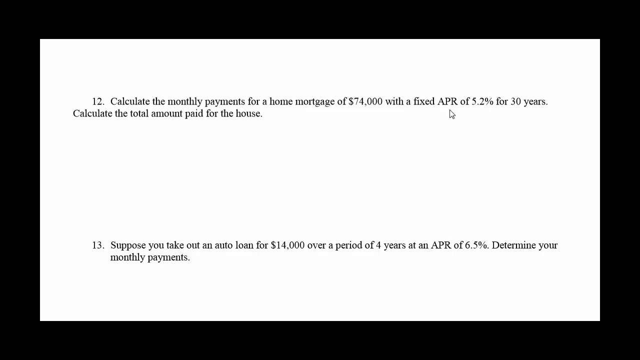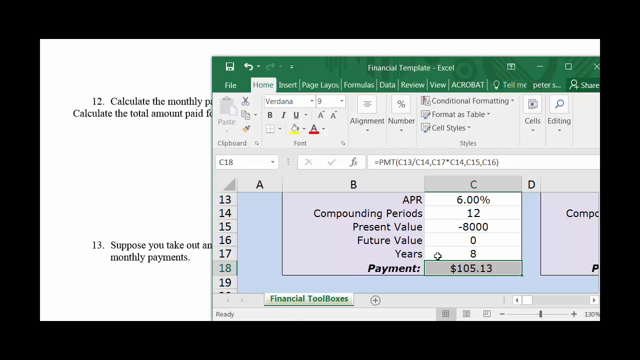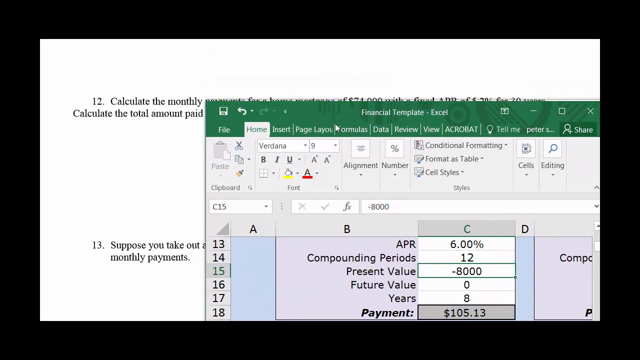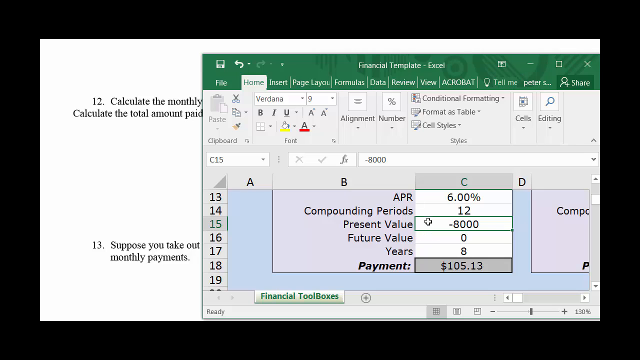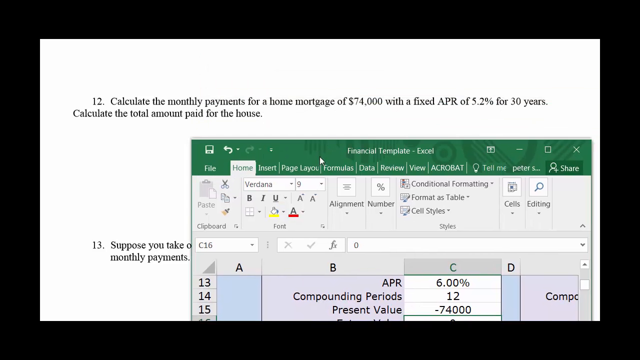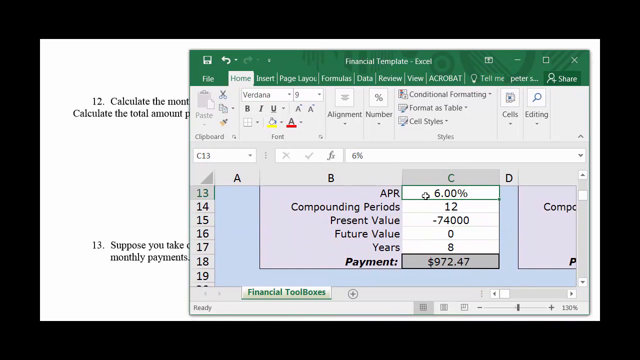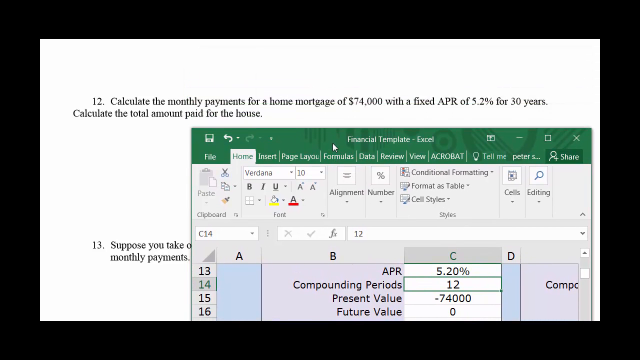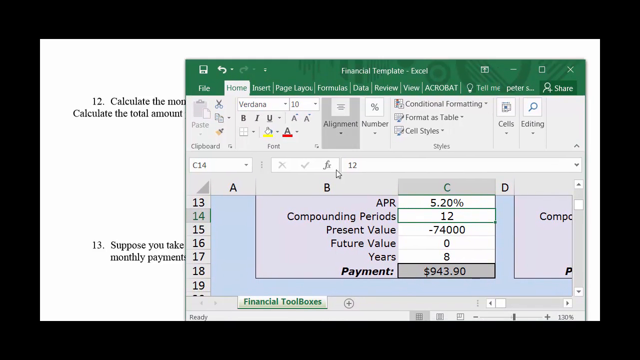Calculate the monthly payments for a home mortgage of $74,000, fixed APR of 5.2% for 30 years. Okay, so the nice part is we can go back to our little Excel friend, and we can just update the parameters and type that in. So let's see, present value is 74,000, so it's negative 74,000, because that's money I don't have that I owe. 5.2% APR. So it's compounded, so once a month we've got to make a payment. We got to do that for 30 years.